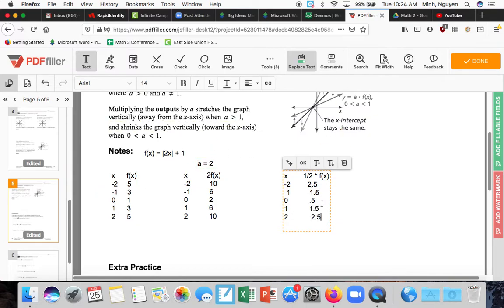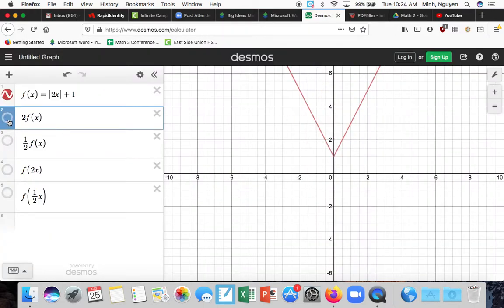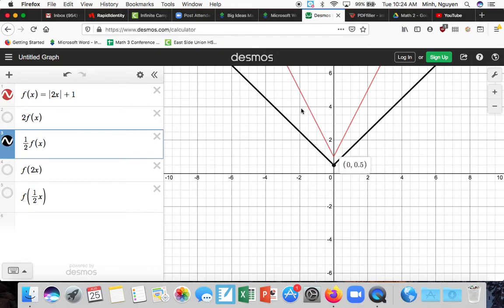So we are shrinking. We are getting closer to the x-axis, or we are getting shorter. So here is what that looks like. Oh, look, it got shorter. Lower, lower, lower. It got towards the x-axis, right? So instead of 1, we're at 0.5. And then instead of 5, we're at 2.5.